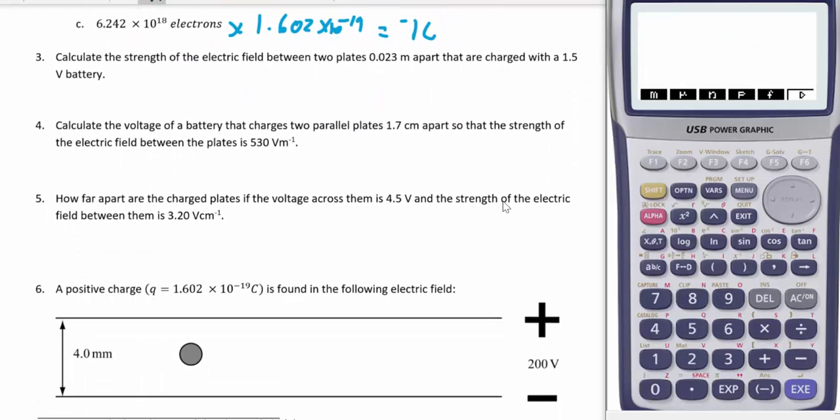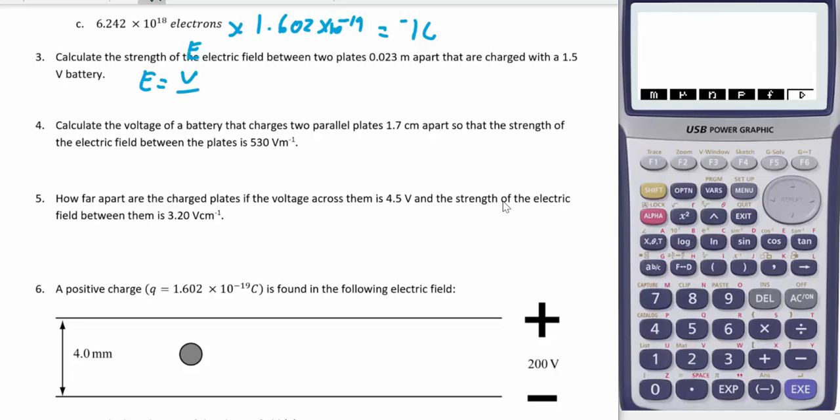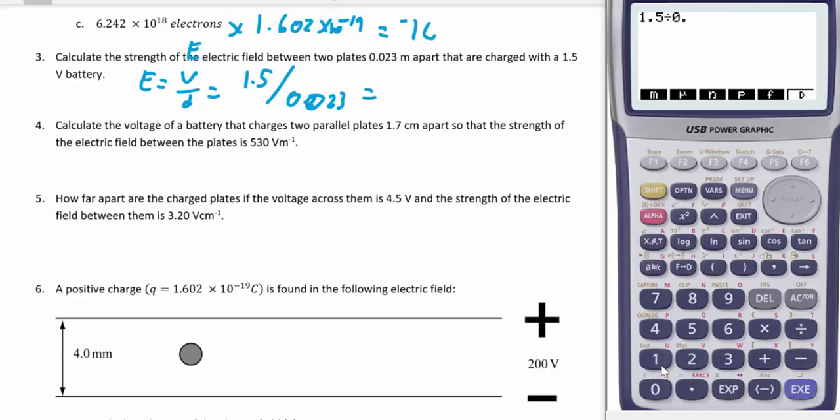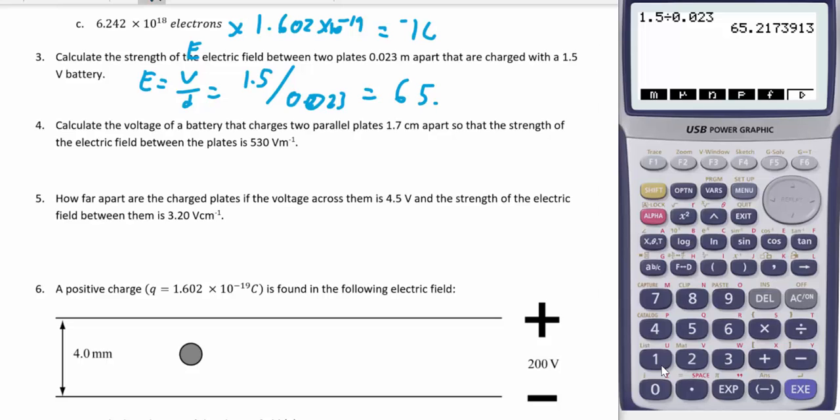Let's have a look at question 3. Calculate the strength of the electric field. So that is E between 2 plates that are 0.23 meters apart and with a 1.5 volt battery. So we're just going voltage divided by distance, and then we can stick that into the calculator. And we're getting 65.2 volts per meter.